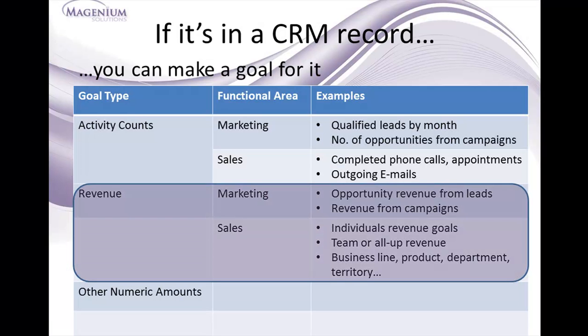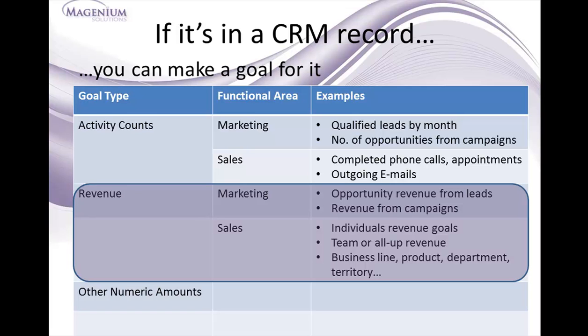Now, there's another type of goal, and we'll look at examples of all of these in a couple of minutes. This is probably the most obvious one, a revenue goal. You could think of different functional areas having different revenue goals. Marketing maybe has a revenue goal. Maybe you want to generate opportunity revenue where that opportunity revenue was of a specific type, from an opportunity that was generated from a lead that marketing had something to do with creating. Or how about revenue that ties back to a marketing campaign?